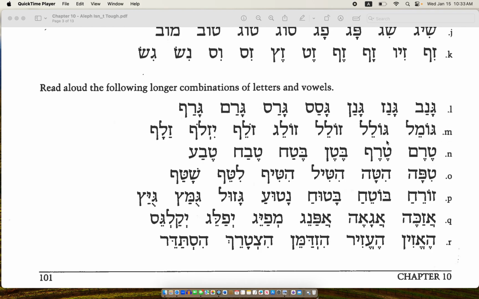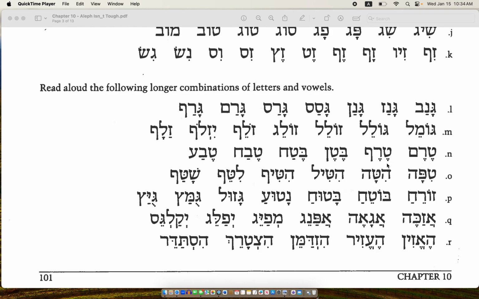Line M. Gomel, golel, zolel, zoleg, zolef, yizlof, zalaf. This is an example of when I did not look at the entirety of the word. Yizlof. I did not look ahead. I just saw that lamed and was thinking, where does that go? I did not see the dot on the upper left-hand corner. It happens to the best of us. Yizlof. Line N.